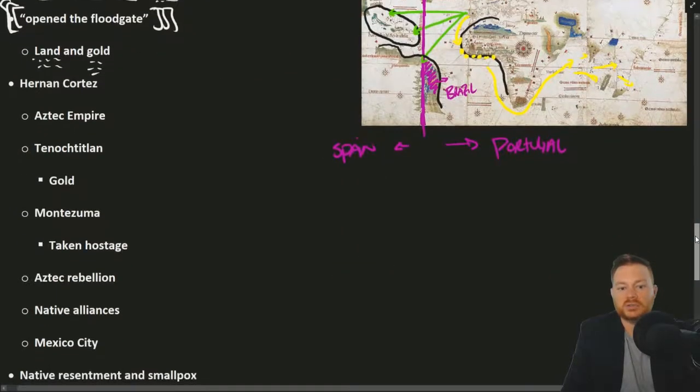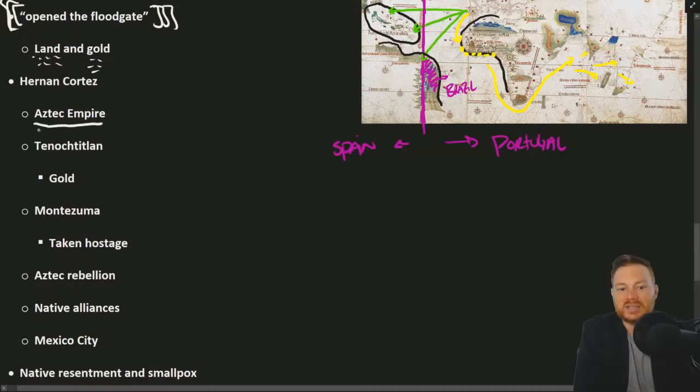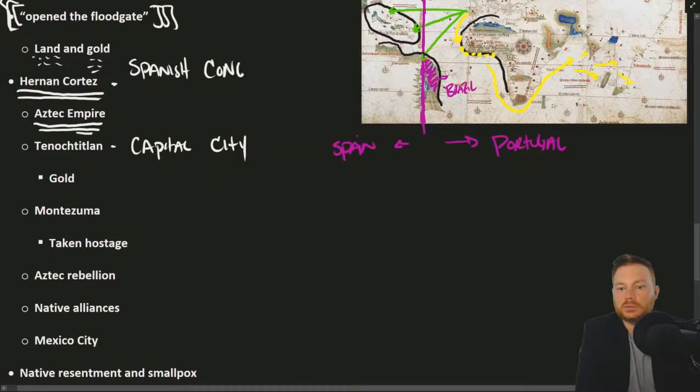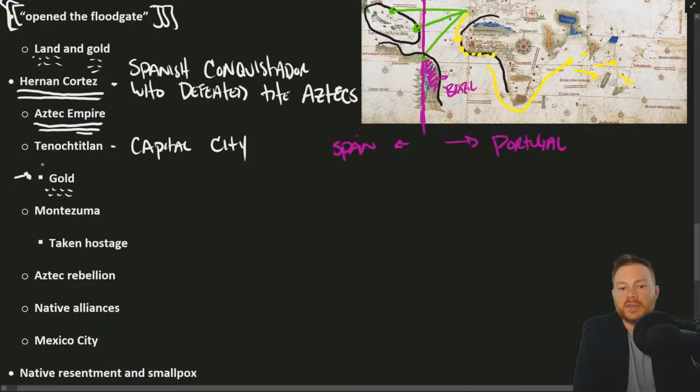So, of course, from last section, we know that one of those empires was the Aztec Empire, located in Mesoamerica. Tenochtitlan was the capital city. And the Spanish conquistador responsible for conquering the Aztecs was Hernan Cortés. So we're going to say Spanish conquistador who defeated the Aztecs. Right? Much like other Spanish conquistadors, there were rumors about a city in Mexico that had a lot of gold and wealth. As we know, the Aztecs frequently conquered their neighbors and extracted wealth from the surrounding area. So in a lot of ways, Tenochtitlan was a golden city.